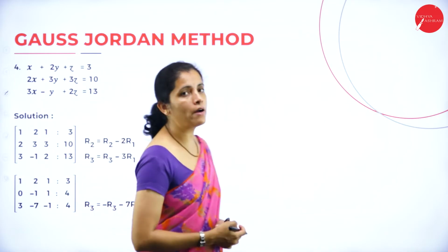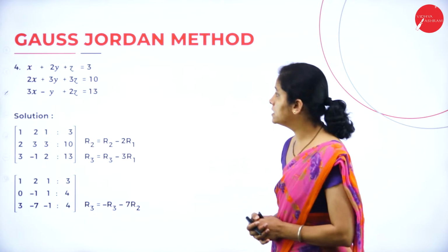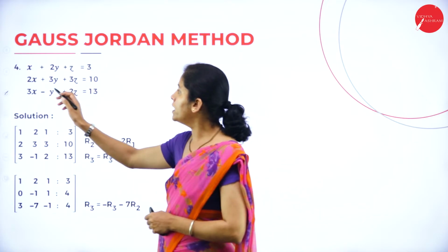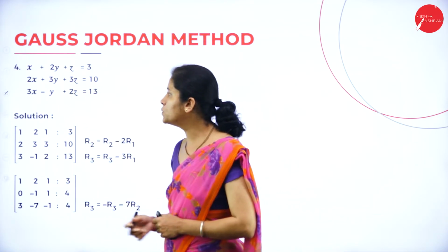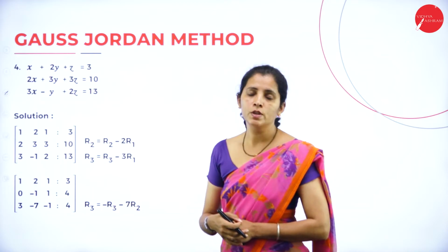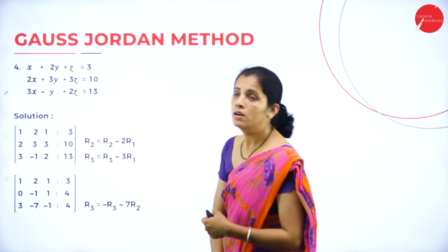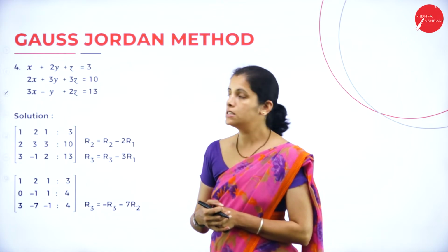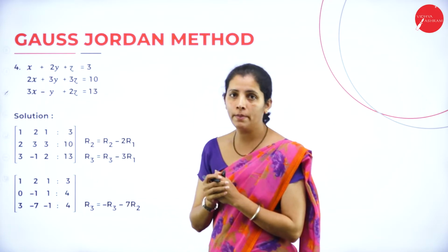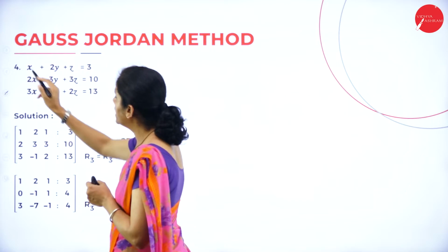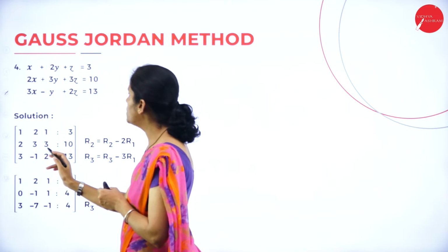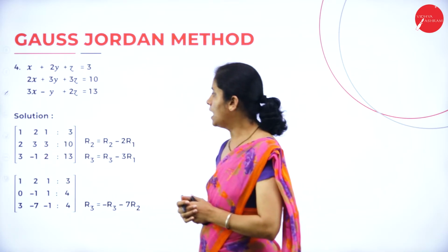Now dear student, I have another problem under this method: x plus 2y plus z equal to 3, 2x plus 3y plus 3z equal to 0, and 3x minus y plus 2z equal to 13. So what I want to do? First I want to construct the augmented matrix, in the sense whatever linear equations I have, I want to represent them in the form of an augmented matrix. So I'll write the coefficients. 1, 2, 1, 3. 2, 3, 3. Then 3, minus 1 and 2, and it is 13.